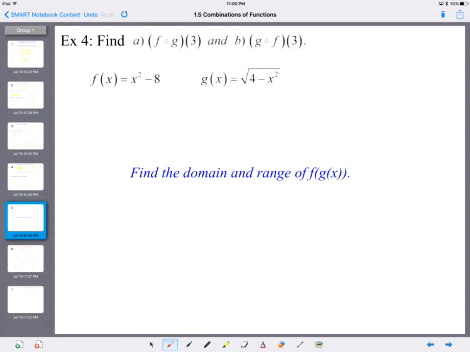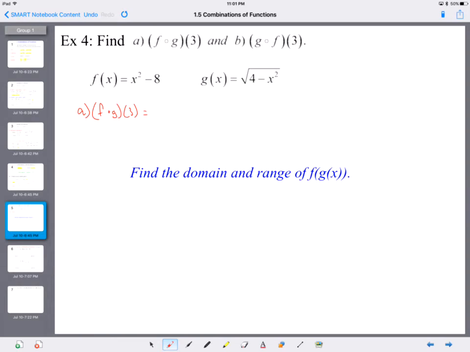Here's another example. Instead of finding f of g of x and g of f of x, I've actually plugged in a number now. So you can find f of g of 3 and g of f of 3. Giving you two different functions to look at here. On part A, we're doing f of g of 3. So we could find f of g of x and then plug 3 in. But let's do it in kind of two parts. Instead of creating the composition, let's actually do it in two parts.